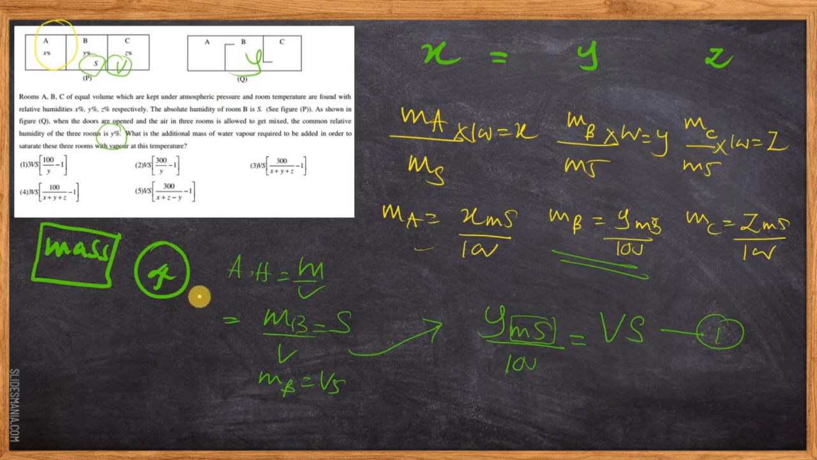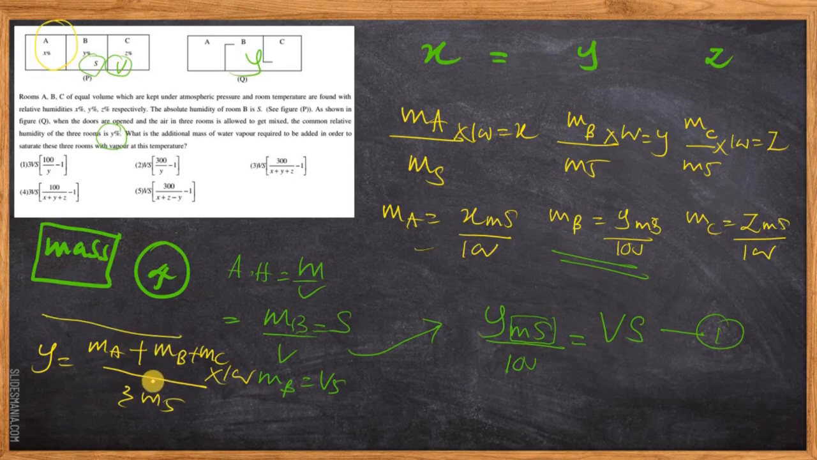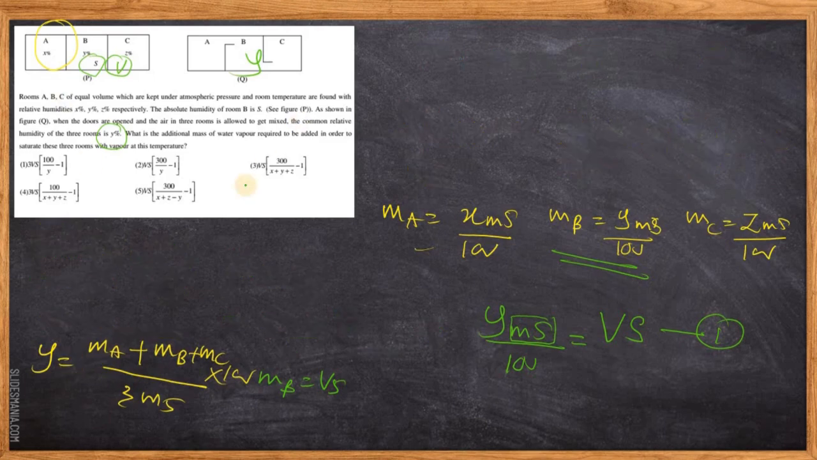Let's write it down. This Y means after adding all the total mass. Total mass is MA plus MB plus MC. So MA plus MB plus MC divided by the total mass needed to saturate, 3 ms, into 100, we get Y. We are using this equation to get to our final answer. We are getting closer to our answer now.